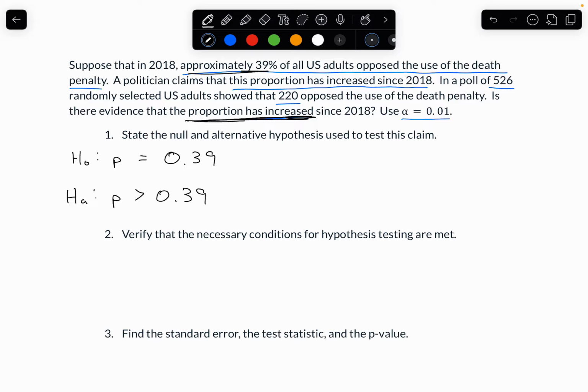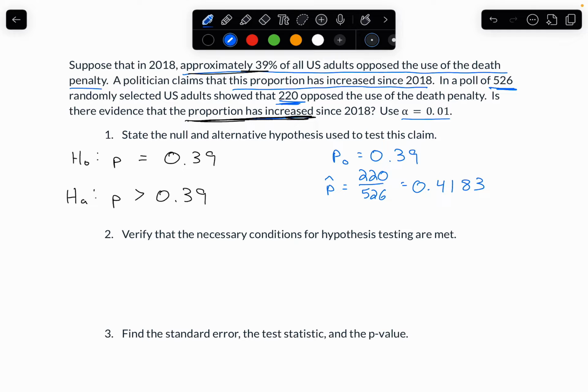So I have my P naught, and if you want to make a separate note here, we know that P naught comes from our null and alternative hypothesis. That's 0.39. I'd like to know, what is P hat? What's my sample proportion? In this case, they didn't tell me what that is. They said in a poll out of 526 individuals, 220 said they opposed it. So 220 out of 526. I've got to do a little bit of division in order to find this. I ended up with 0.4183. I'm going to round to 4 decimal places, just to be certain.